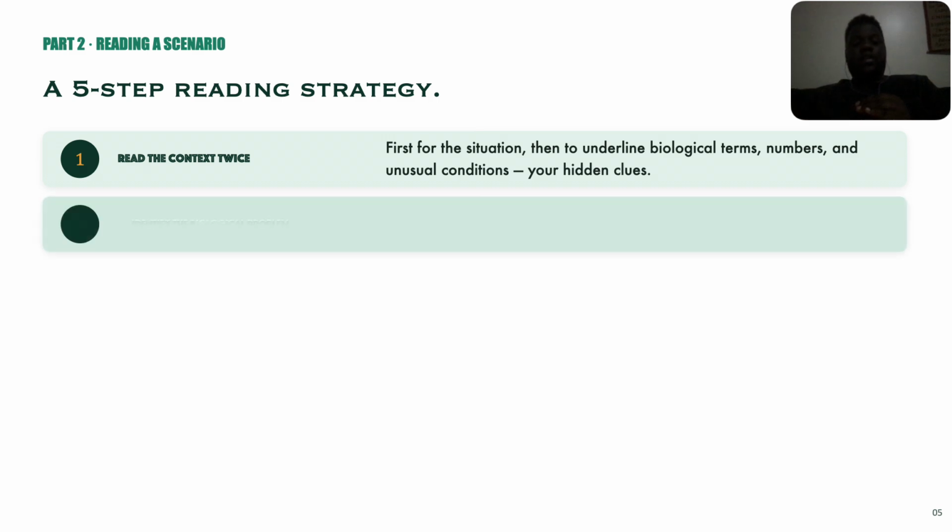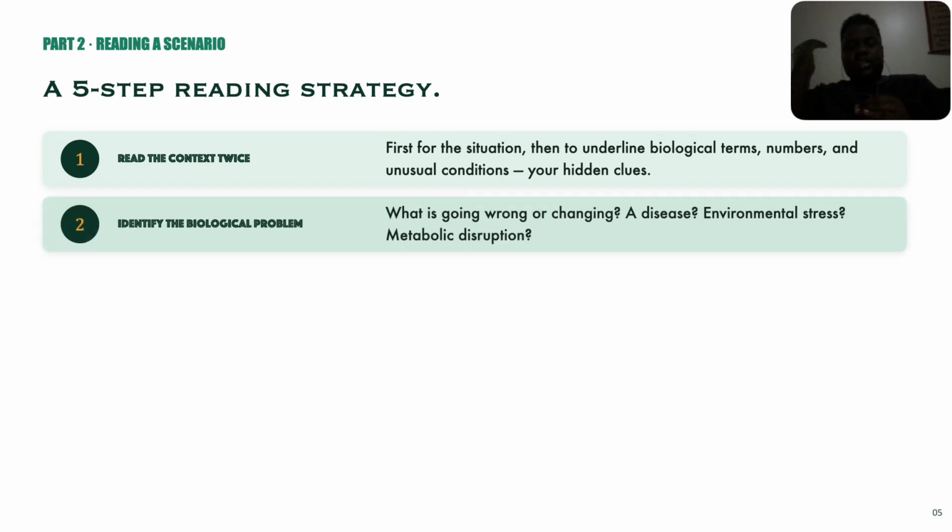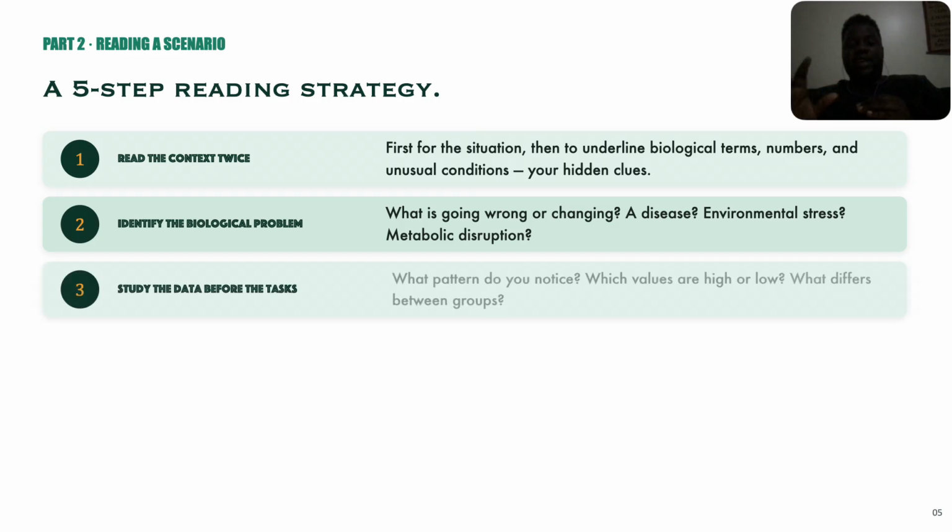The second thing is identify the problem. Is something happening that should not be happening? Is something going wrong in this particular scenario? What is changing? Is it a disease? Is it a genetic disorder? Are these cells experiencing stress environmentally? Is there disruption in metabolism? Identify the problem. Number 3, with the data provided, study it.